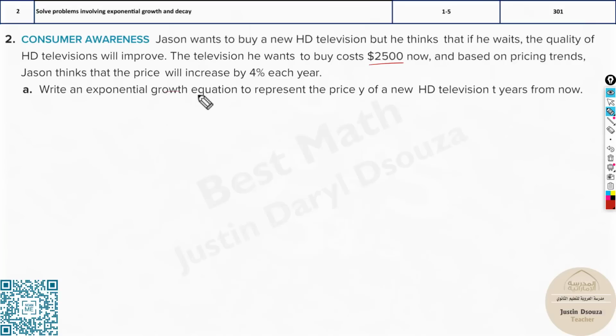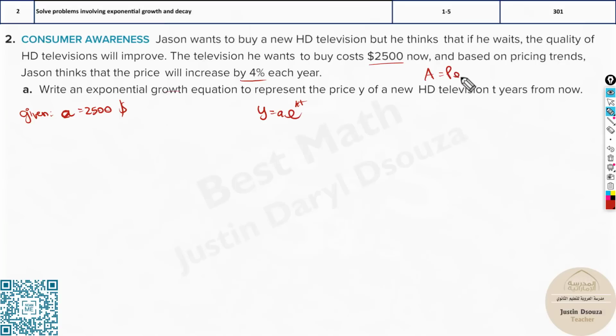Now we have to write an exponential growth equation. Y is equal to a e to the power kt. I just got confused for a minute. Now here let's write the given. We know the initial price A is $2,500. We have this 4% here. That's the k value.